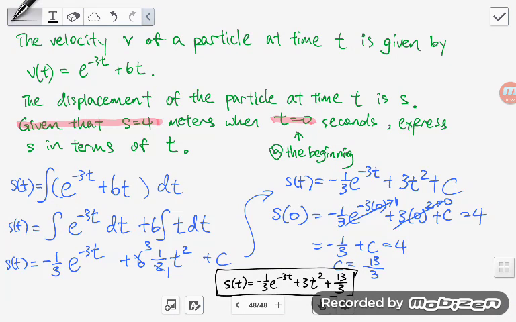Now when we apply integrals to a context, in this case physics, velocity and displacement, given some extra information, which is what we have here, we can actually find the value of c. And with that, we can come up with the actual definite integral.